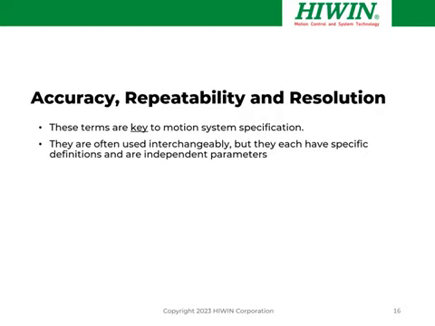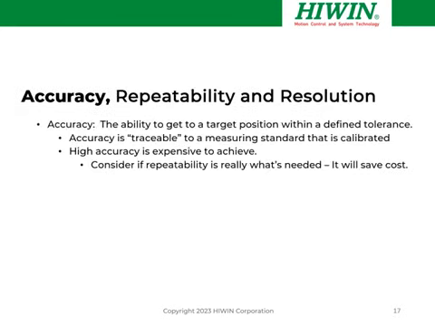Let's look at the three terms again: accuracy, repeatability, resolution. Again, they're the key terms in motion system specification, and they are used interchangeably, but that's not the correct method. They each have specific meanings. Accuracy is the ability to get to a target position within a defined tolerance. An important element of accuracy is that it should be traceable to a measuring standard that's calibrated. Because if we say a system is accurate, well, how do you know? Well, it's been measured with an instrument that I happen to believe is more accurate than the system I'm measuring. Otherwise, which one do I believe? That's the concept of traceability.